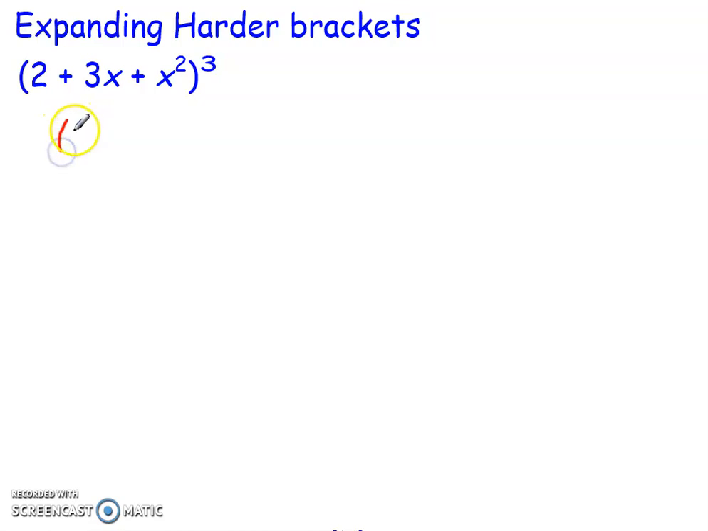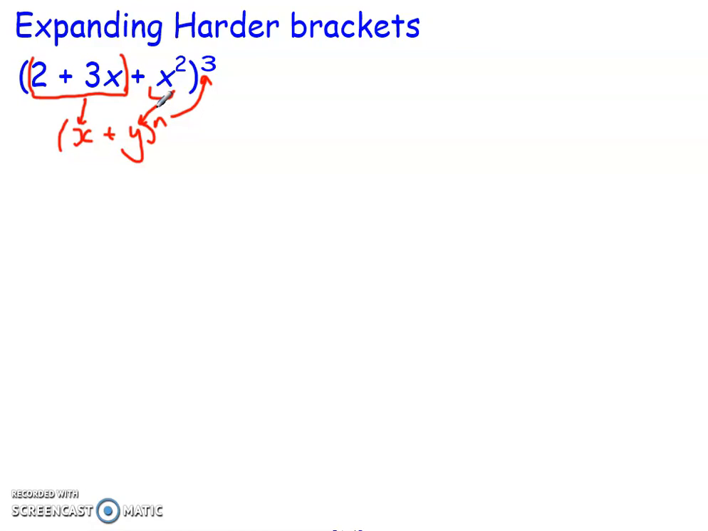Now, we know how to expand brackets that are written in the format of (x + y) to the power of n. n doesn't change; n is still the power, so in this case n is still 3. I still need the brackets written in this format, x plus y. So I'm going to take the 2 plus 3x and bracket it off and make it the x part of the x plus y bracket, which would mean that my y part would be given by the x squared.